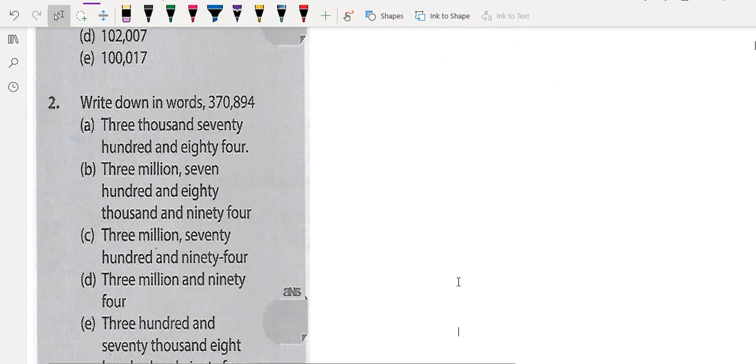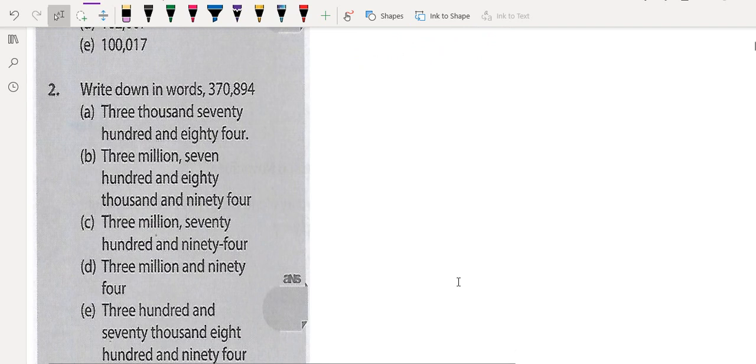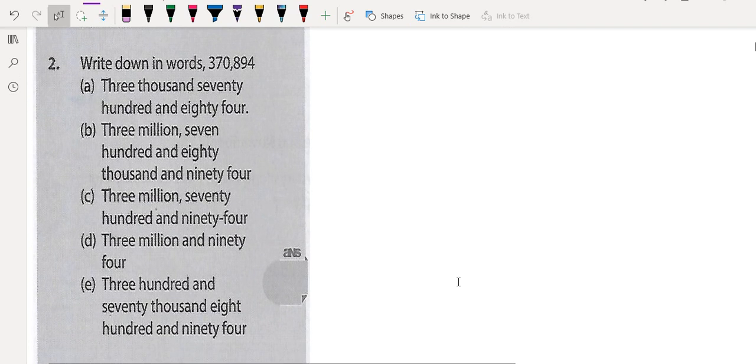Read. Write down the words. Write down the words. Miss Peace. Write down the words. Or have you written the words? You have written it. Let me see.